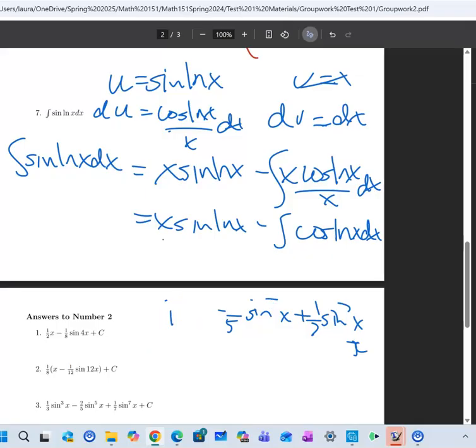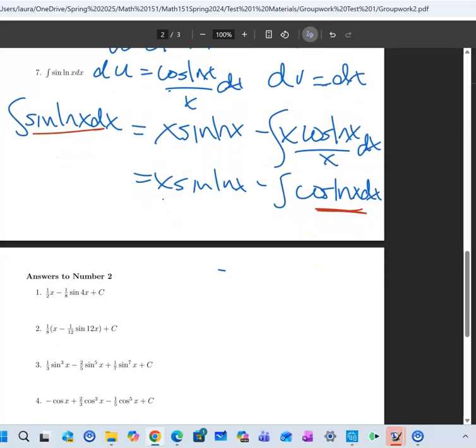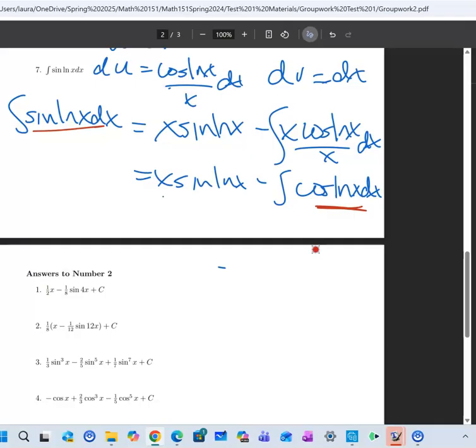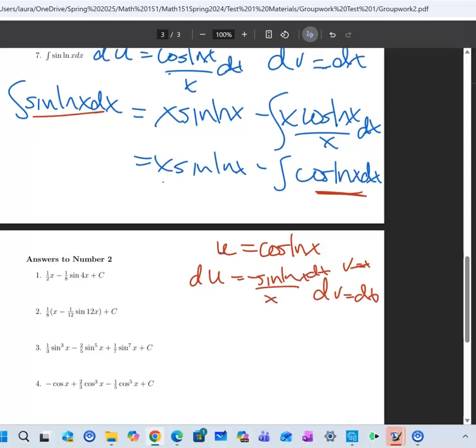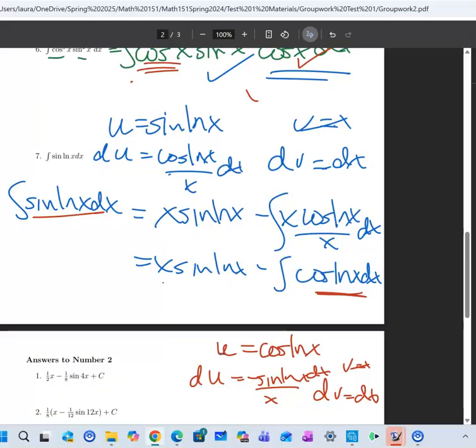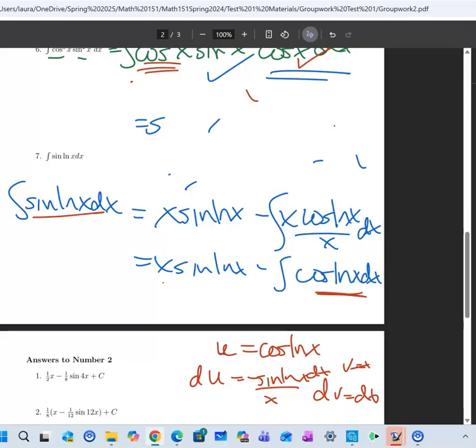Let's think about how similar or different this is from what I started. So it's not worse, but can you see that this is really similar to this? So what I'm going to do is I'm going to do parts again. I'm going to let u equal the cosine of ln of x, the dv equal dx, v is x, the du is negative sine of ln of x over x dx. Sorry, that got kind of cramped there. Okay, I'm going to go up here, because I need the initial problems.